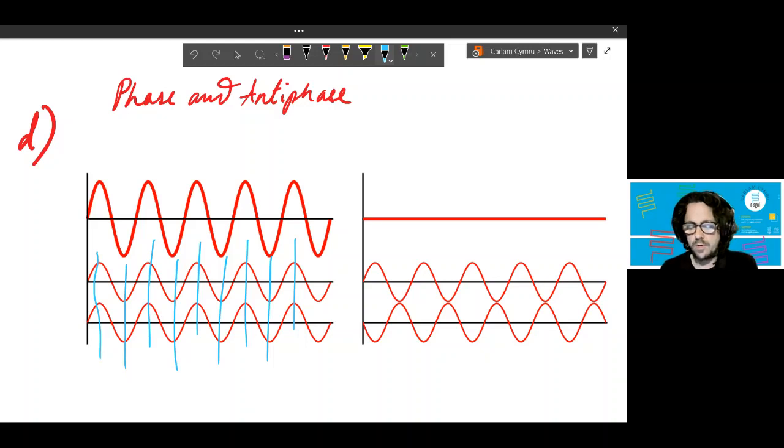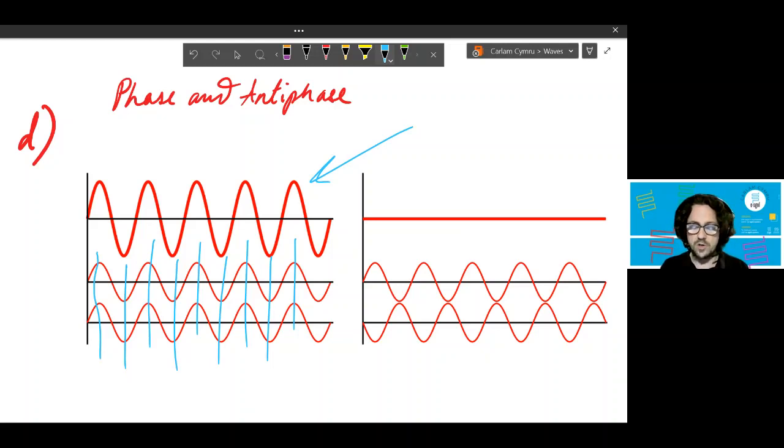A little later on, you're going to learn about, or you maybe already have learned about, something called superposition. Superposition is where two waves interact and the displacement of both waves are added together to produce, I guess you could call it, a resultant wave. And in fact, what we've got here is the superposition of those two waves underneath.